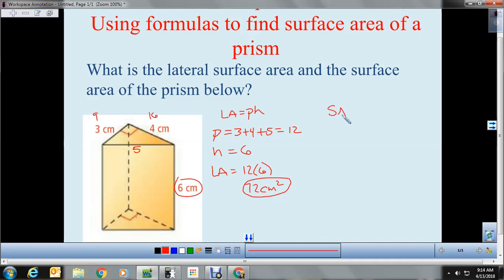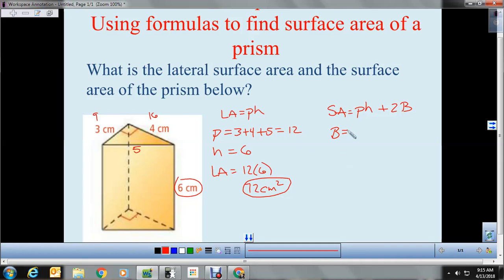So now let's take a look at our surface area. Surface area is going to be the lateral area, perimeter of the base times the height, plus 2 times the area of the base. We've already established that the lateral area is 72, but we need to find the area of the base.